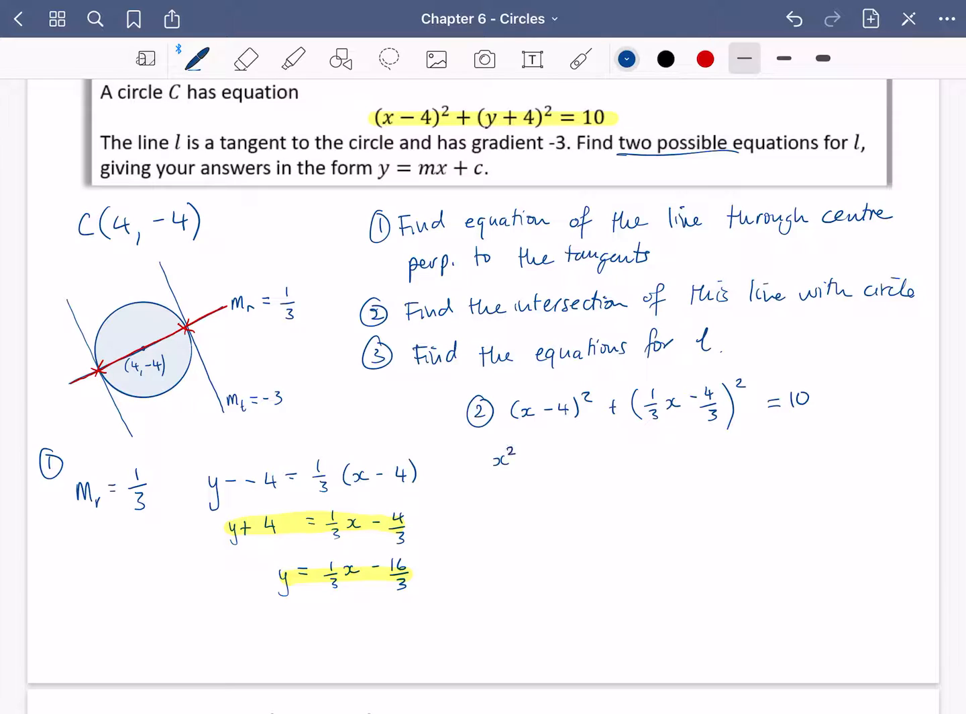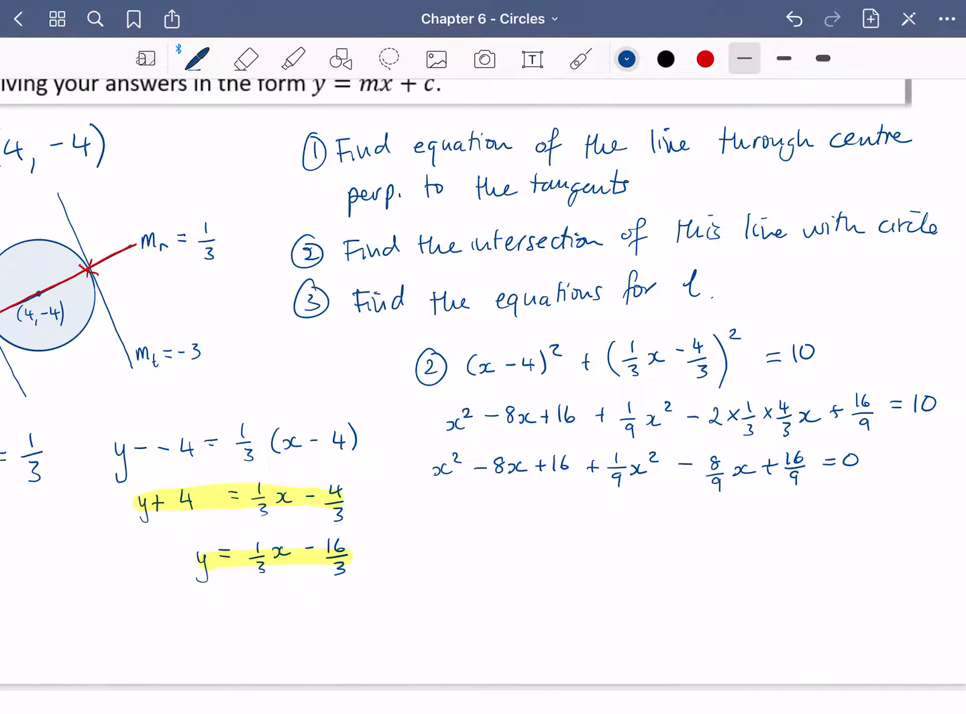So that becomes x squared minus 8x plus 16 plus 1/9 x squared. Now this bit's probably a bit trickier to see, so we're going to have minus 2 lots of a third times 4/3 x. If you need to expand that more slowly, then you should do. And then we've got plus the 4/3 squared, which is 16 over 9, and that is equal to 10. So let's just simplify this a bit. We get x squared minus 8x plus 16 plus a 9th x squared minus 8 over 9 x plus 16 over 9 is equal to 0.